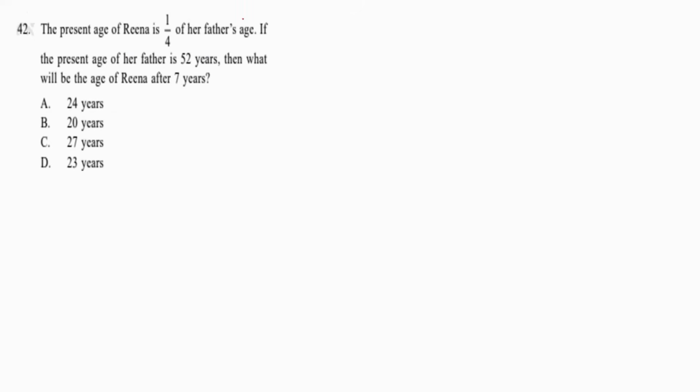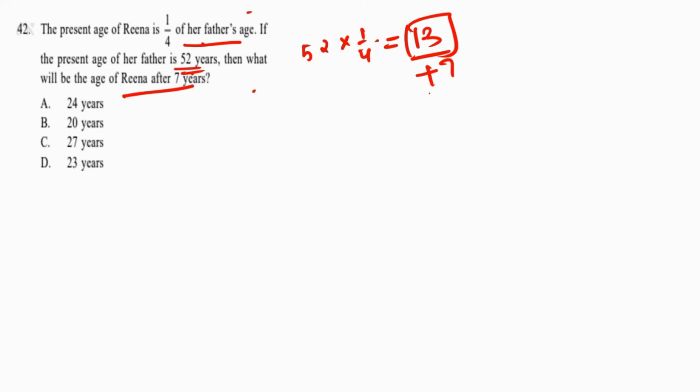42nd question. The present age of Reena is 1/4 of her father's age. Her father's age is 52. So Reena's age is 1/4 of 52. 1/4 of 52 would result in 13. 13 times 4 is 52. Now, Reena's age after 7 years is asked. So if current age is 13, 7 years later, she would be 20. 13 plus 7, so 20, option B is the answer.